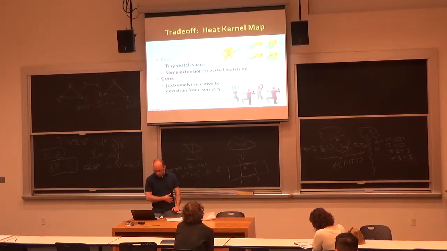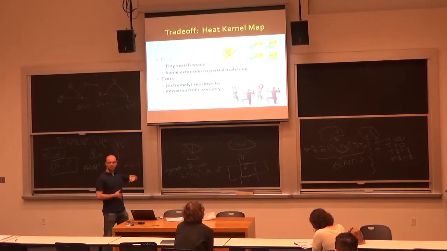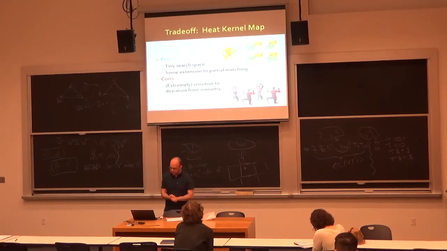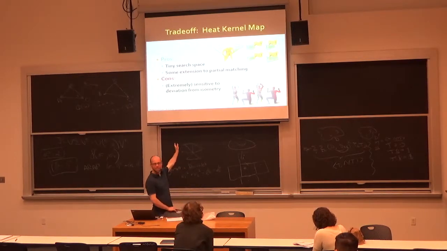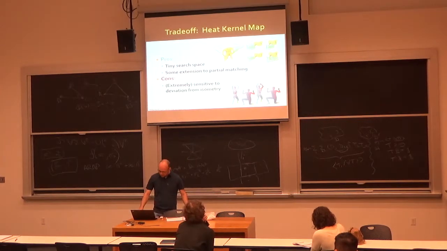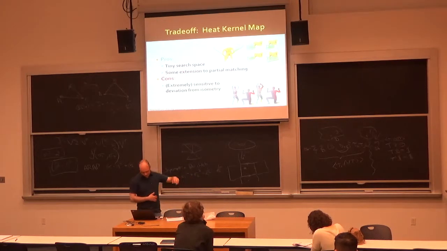Okay, so the trade-off here is that, remember, the search space for GMDS is huge, right? It's over all possible permutations of one object into another. And that's a really big object, right? That's combinatorially huge. It expands like factorial, right? On the flip side here, all I have to do is compute closest points. This is completely computationally tractable. And there's some notion of extending this to partial matching that people have considered, at least when the parts that you're chopping off are isometric. But it's extremely sensitive to deviation from isometry.